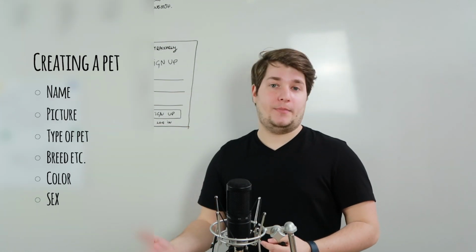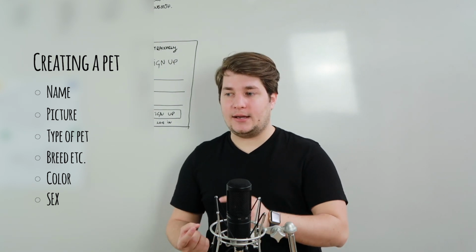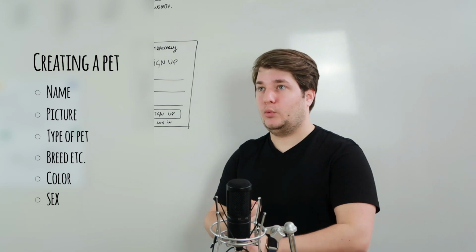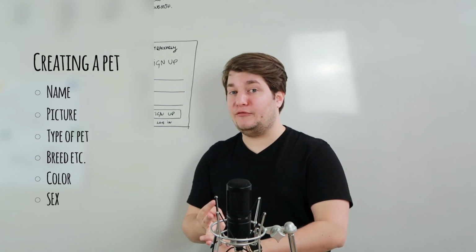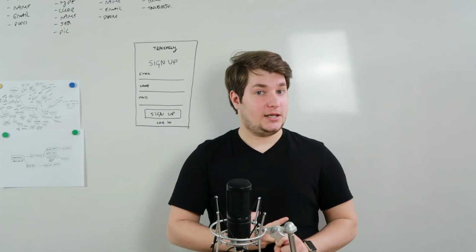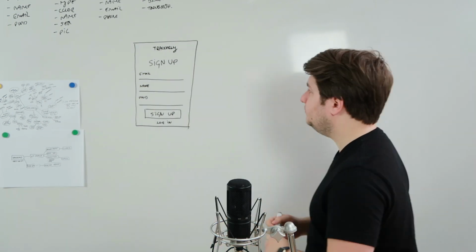I want to set up a new pet. I know that I can specify a name for my pet, a profile picture. What else? Yeah, obviously the type of pet, so cat, dog, fish. I can specify the color and the sex. So let's see how it will look.